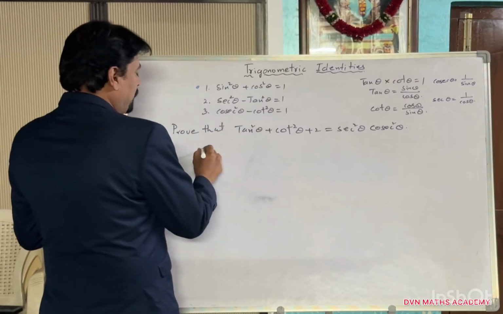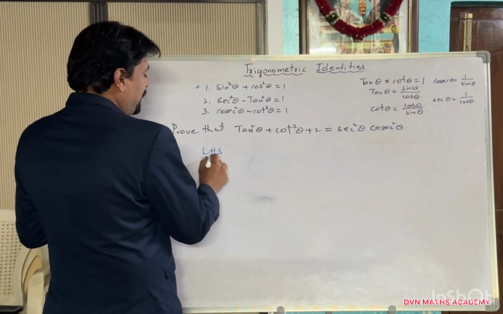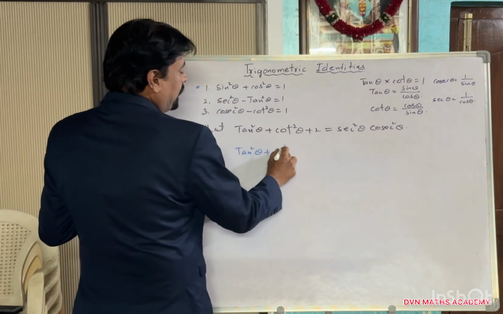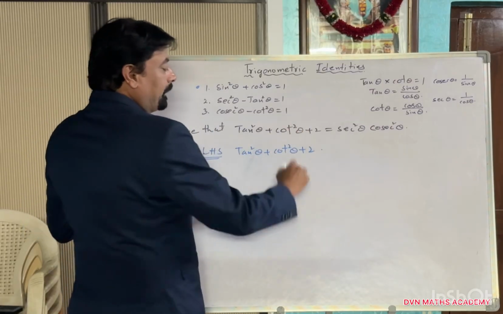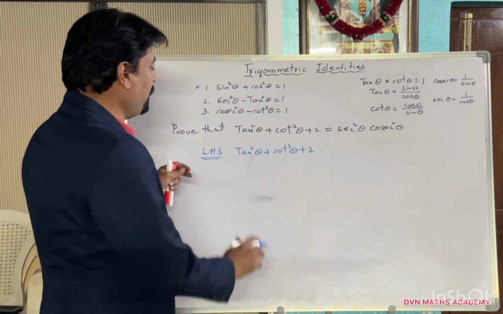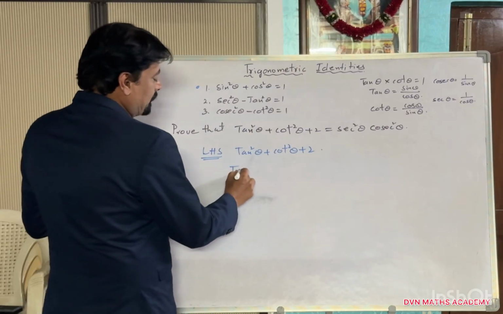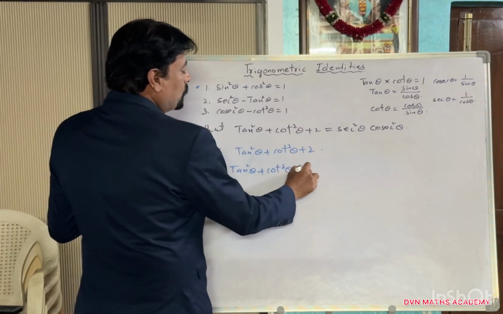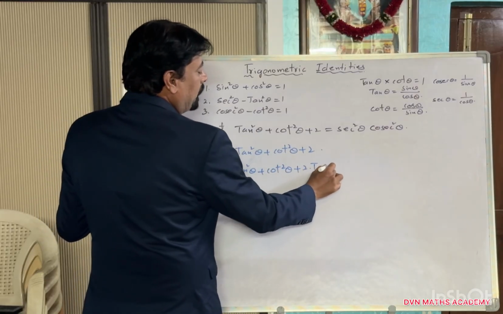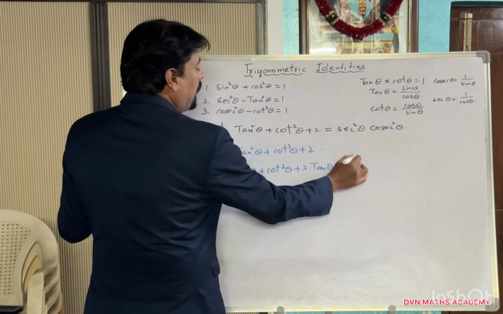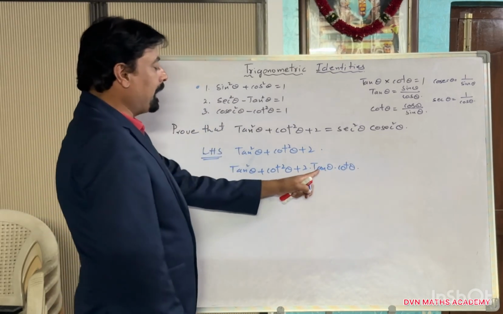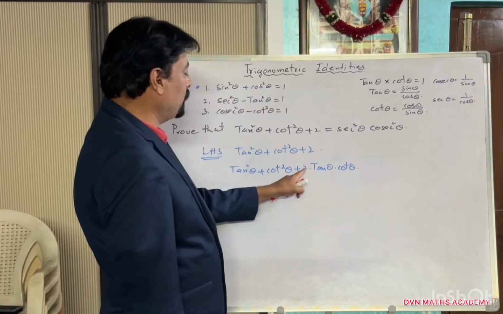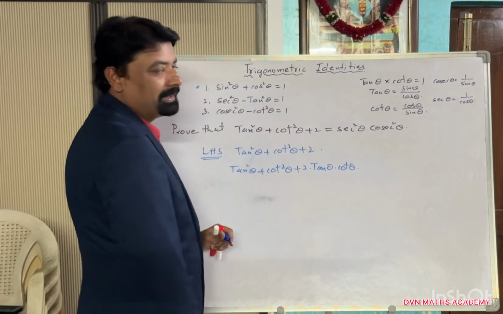So simply you write the LHS. What is my LHS? Tan square theta plus cot square theta plus 2. Here in the second step, I am playing a trick, that is tan square theta plus cot square theta plus 2 into tan theta into cot theta. Why did I write tan theta into cot theta? Tan and cot are reciprocals. If you multiply these two, you will get 1 only, 1 into 2, 2 only. There is no change in the value.